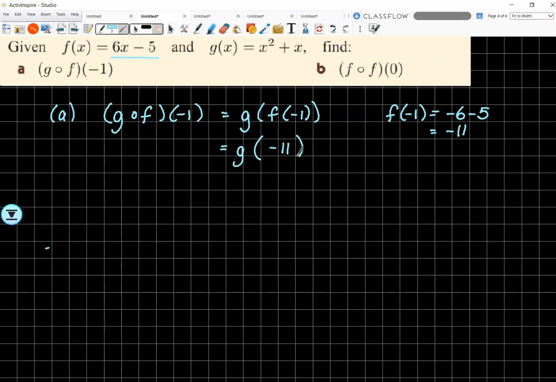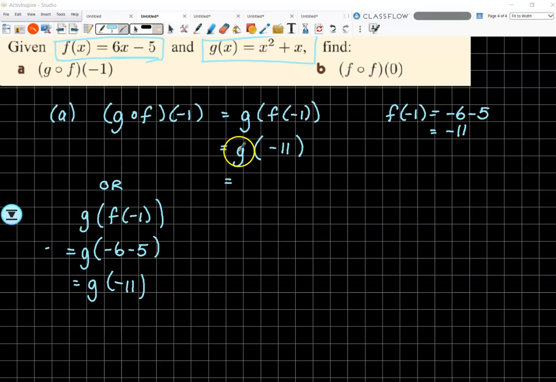We'll do that again. They said they're lost. So you can do that because I've done it to the side: g of f of minus 1 equals g of minus 6 take 5, which equals g of minus 11. We get to the same point. Which one makes sense to you?